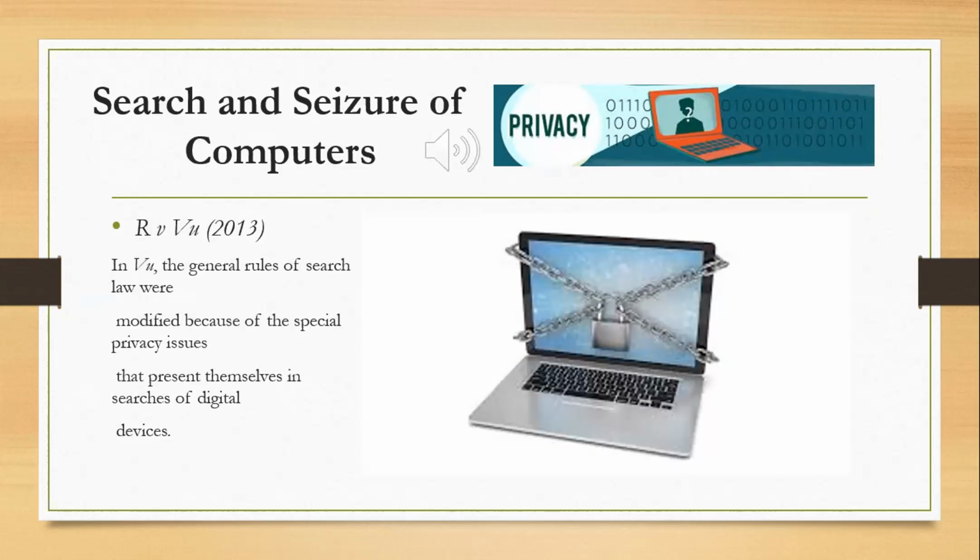The general principle of search law would suggest that the answer should be yes. Generally, a warrant to search the location authorizes the search of anything in that location in which the sort of evidence being sought out could reasonably be expected to be found. However, in Vu, the Supreme Court unanimously held that the general principle did not apply to computers unless the warrant explicitly specifies. In Vu, the general rule of search laws was modified because of the special privacy issues that presented themselves in the search of digital devices.